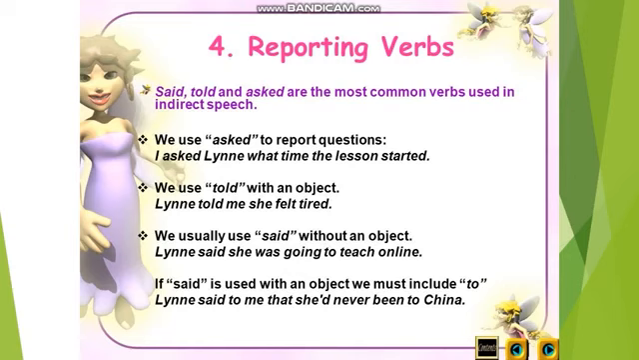Reporting verbs. Said, told, and asked are the most common verbs used in indirect speech. We use asked to report questions. I asked Lynn what time the lesson started. We use told with an object. Lynn told me she felt tired. We usually use said without an object. Lynn said she was going to teach online. If said is used with an object, we must include to. Lynn said to me that she had never been to China.